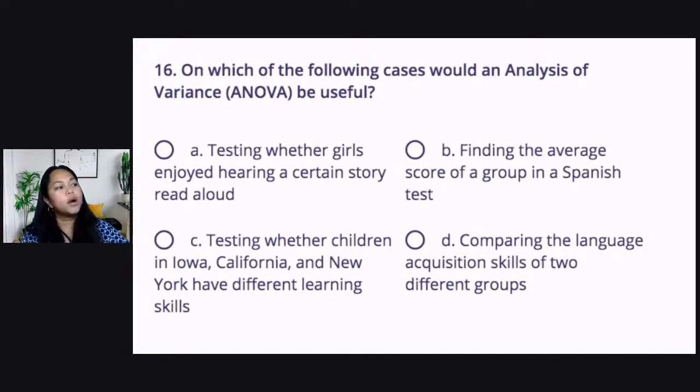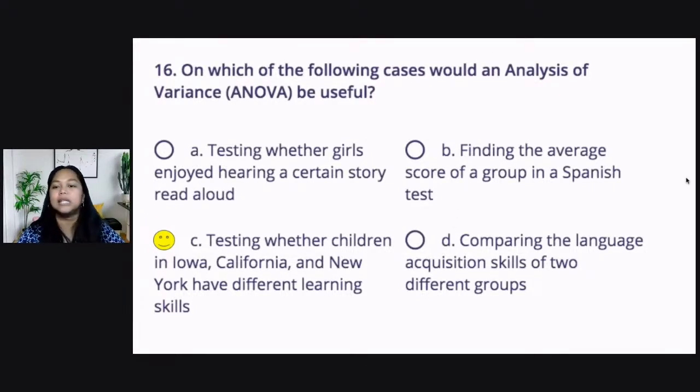We are looking for a situation where we can use ANOVA. All right, the correct choice, of course, would be letter C, testing whether children in Iowa, California, and New York have different learning skills. Remember, use your ANOVA if you have 3 or more groups, okay? You have 3 or more groups, you would be using ANOVA. And so here you have Iowan children, Californian, and New Yorkers, okay? So tatlong grupo, you will be using ANOVA. Tama po yan. Ito, isang group, letter D mo, 2 groups, okay?